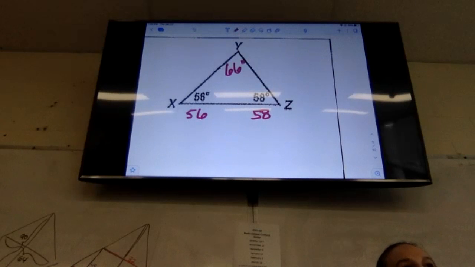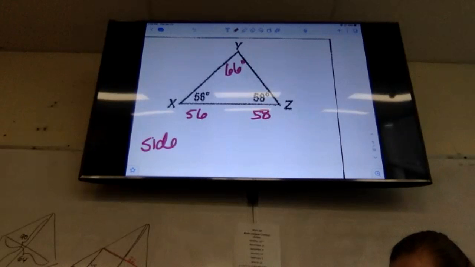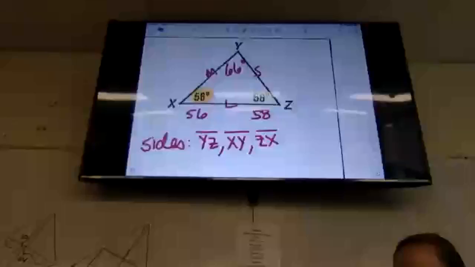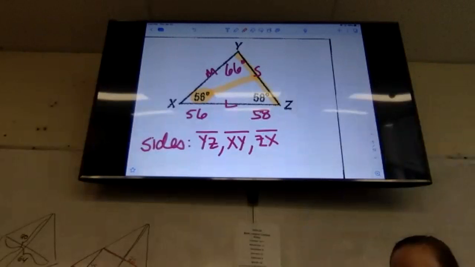All right, I need someone to do angles. I need someone to do sides. Okay. Alea, you rising to the mission? I'll swap. All right, sides. So the first one will be YZ. Good. The next one will be XY. Yes. And then the last one will be ZX. Let's go across. So since we knew that 56 was the smallest angle, then that means the side opposite it, YZ, is the smallest side.